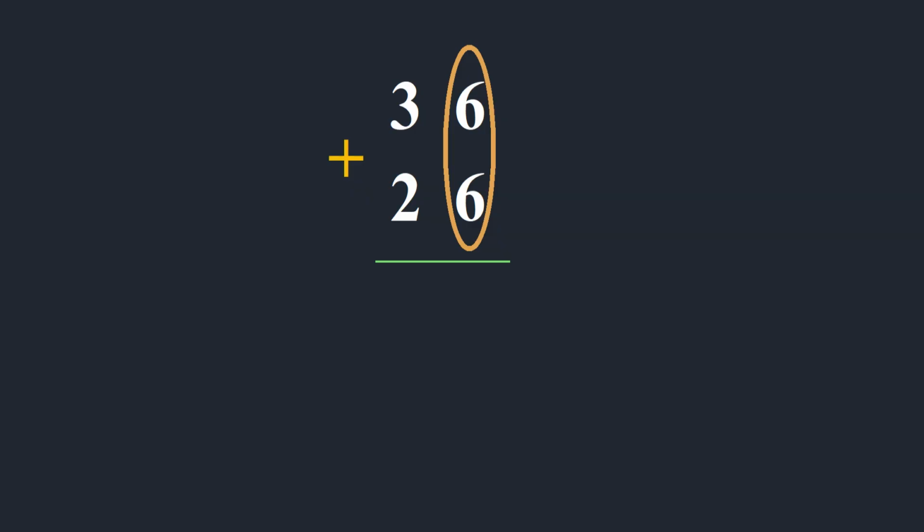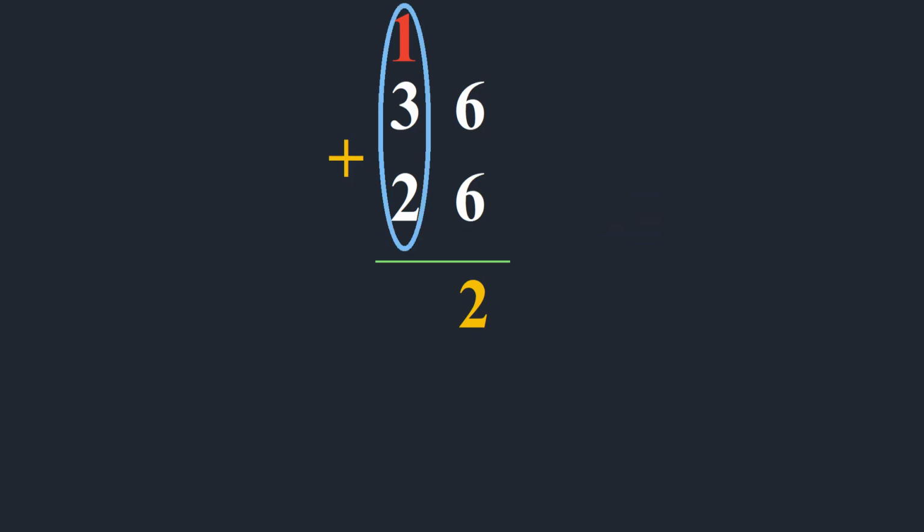We start solving the addition equation by adding the numbers in the ones place. 6 plus 6 equals 12. In the number 12, there are 2 ones, right? 2 in the ones place. The number in the tens place is called the carry. We carry the 1 over to the tens place and write it above the 3 like this.